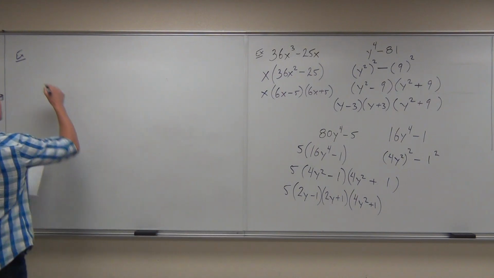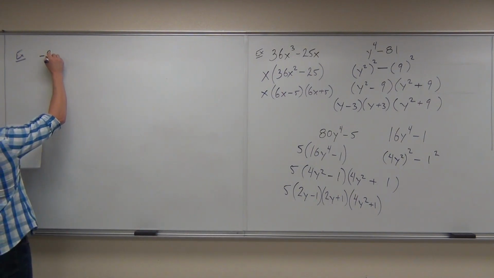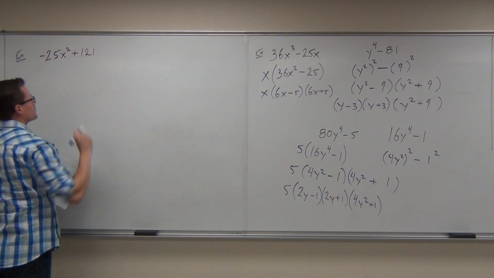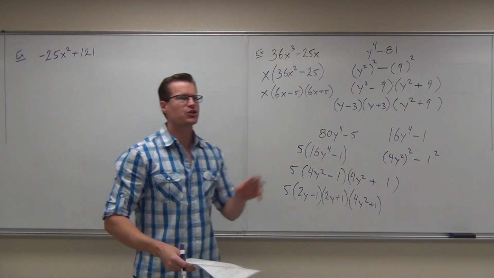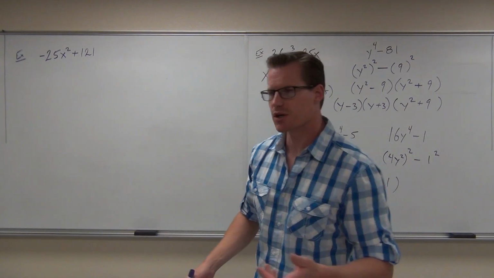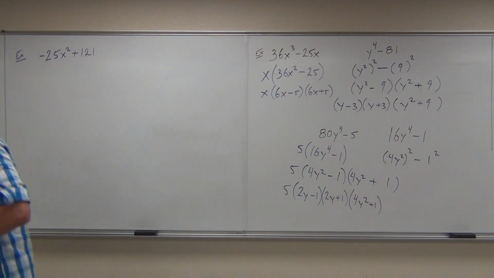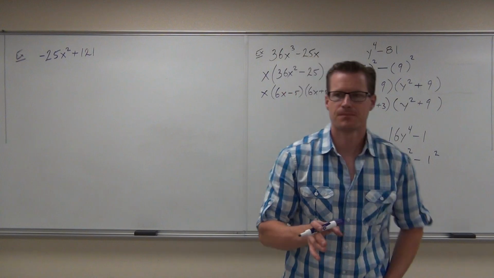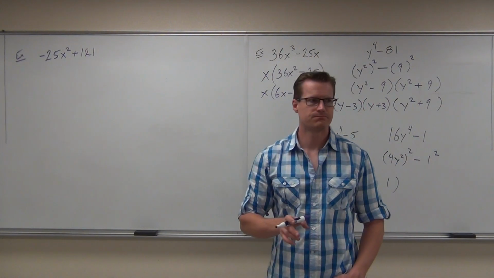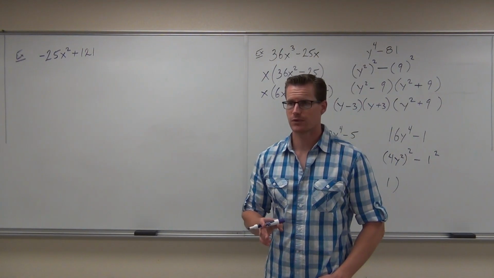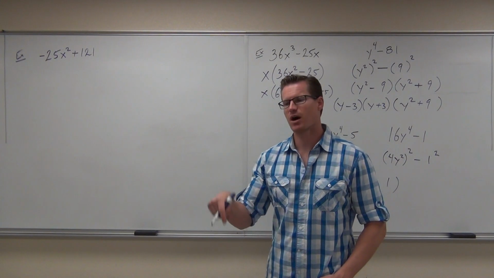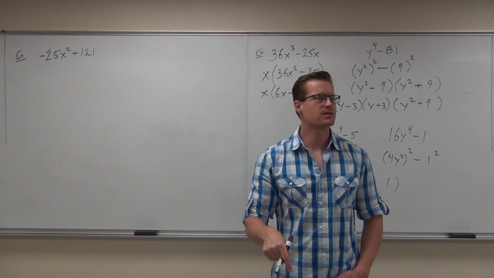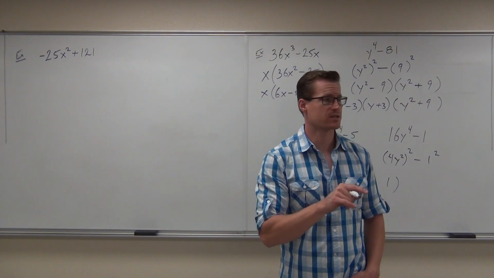So here we are. Just some simple special case type stuff I want you to see at least once. And you're going to know this because we've already really talked about it. So let's take negative 25x squared plus 121. My question is, do you know what to do first? Are they in order? Yes. Okay. If they're in order, there's a problem right now. What's the problem? The first term is negative.